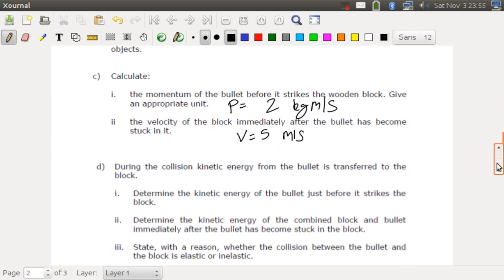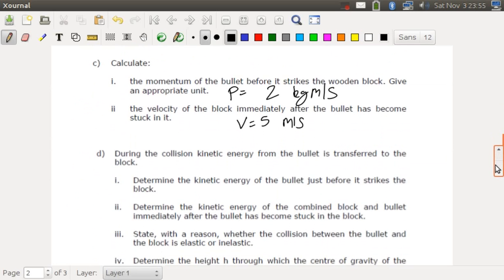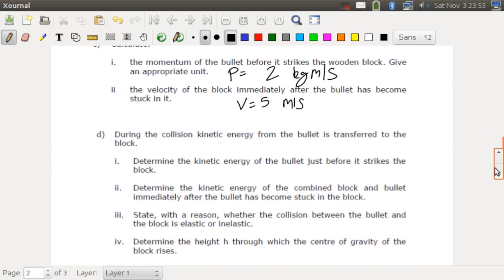During the collision, kinetic energy from the bullet is transferred to the block. Determine the kinetic energy of the bullet just before it strikes the block. Well, that'll be a half m v squared. A half times m times v squared. So 200 squared times 0.01 times 0.5. That actually works out to be 200. So the kinetic energy just before impact is 200 joules.